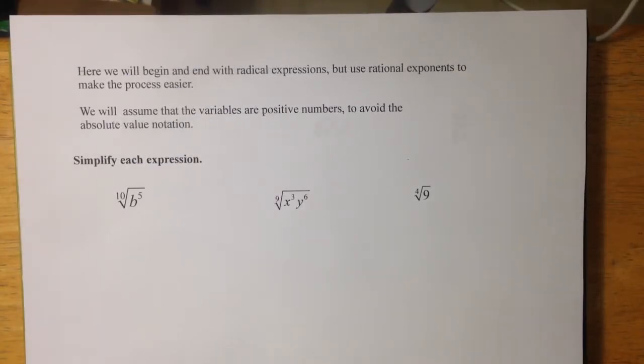We're going to assume that all the variables are positive numbers so that we can avoid using that absolute value notation. You'll notice that in the directions to problems in your textbook, it's going to say the same thing. Something like, assume that x and y are positive numbers. That's really just trying to make the problem easier for you. It's not meant to be more confusing.